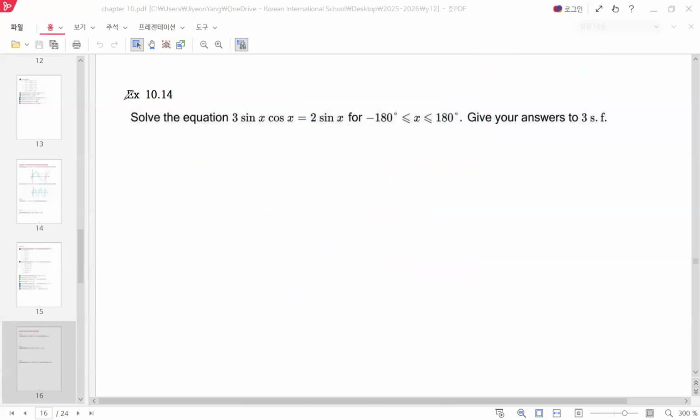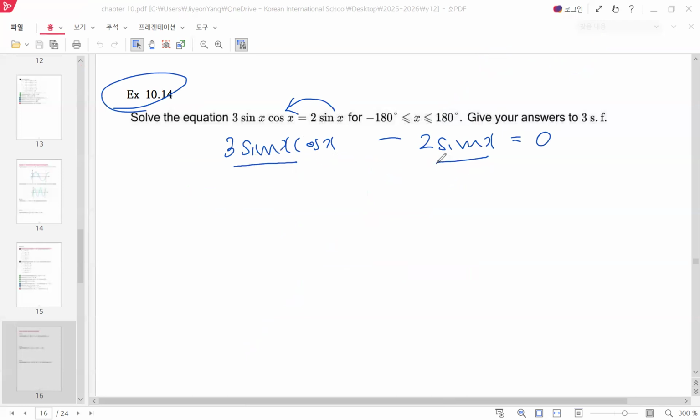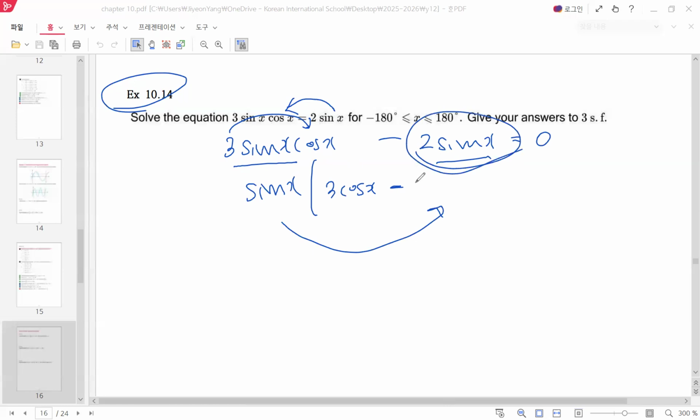Be careful. The real solution is you need to move this one to the left side. So 3 sine x cosine x minus 2 sine x equals 0. Angus, you'd better watch it, otherwise you're going to make the mistake again. Students, can you see sine x is a common factor? So you can factorize it. Sine x, open the bracket, and then write 3 cosine x minus 2 equals 0.